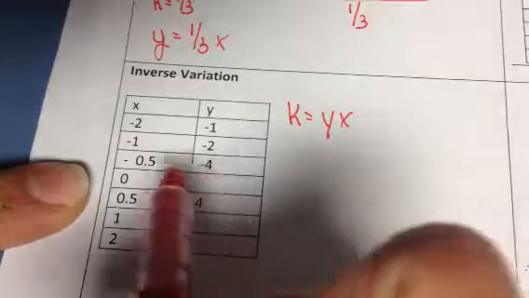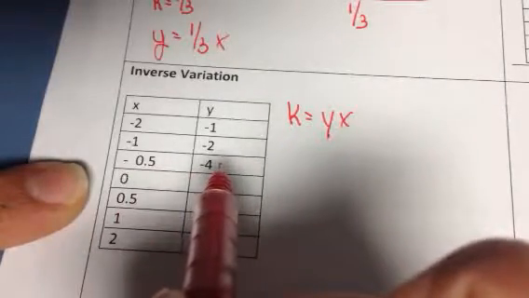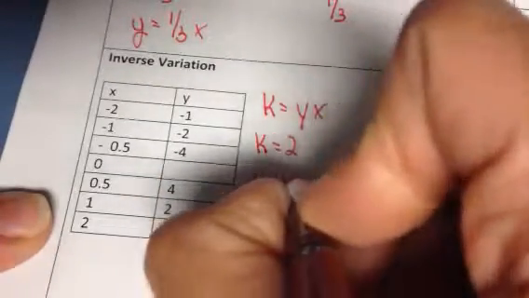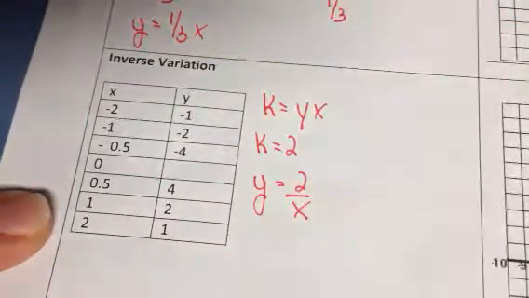Half of 4 is 2, and a negative is 2. Half of 4 is 2, 1 times 2 is 2, 2 times 1 is 2. So by doing that, I'm always getting 2, so that is my k. And then the equation comes from y equals this over this.